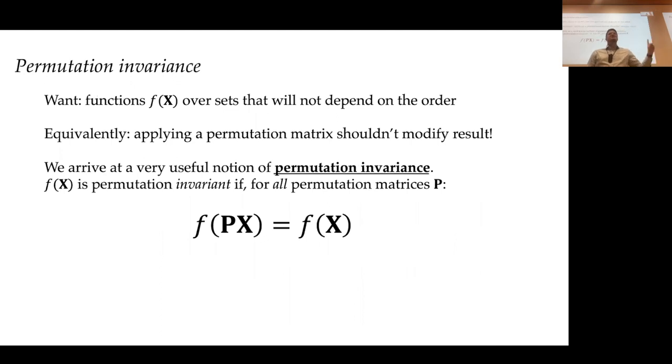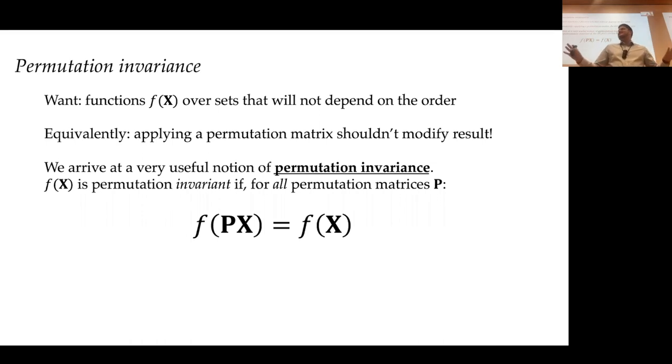And this brings us to our first important concept of the day, permutation invariance. So we want, as we said, functions, neural networks, f of X, that work over these node feature matrices and don't depend on the order of the rows. So what does this mean mathematically? If I apply a permutation matrix to the input, that shouldn't change the output. And there we go. That's our first important equation of the day. We arrive at permutation invariance, and we say that f of X is a permutation invariant function if, no matter what permutation matrix P I choose, applying the function on PX is the same as applying it on X. So applying it to the input does not change the output. Okay?